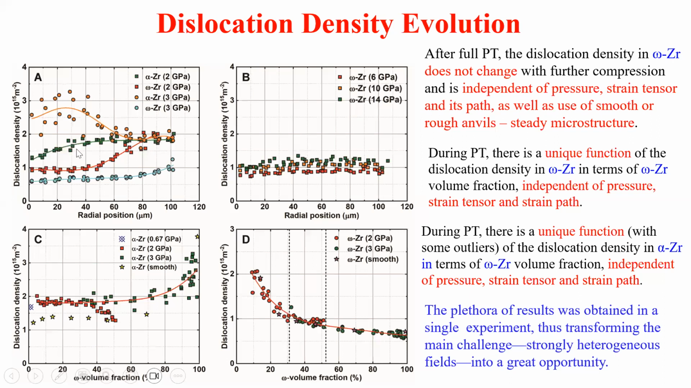The same exactly is true for dislocation density. After phase transformation here, it's independent of plastic strain and plastic strain path and pressure. And during phase transformation, it's also independent of all these parameters and depends solely on volume fraction of high pressure phases. And this plethora of results was obtained in a single experiment because we collect a lot of points along the diameter of the sample, and thus transform the main challenge, strongly heterogeneous fields, into a great opportunity of generating big data for further post-processing.